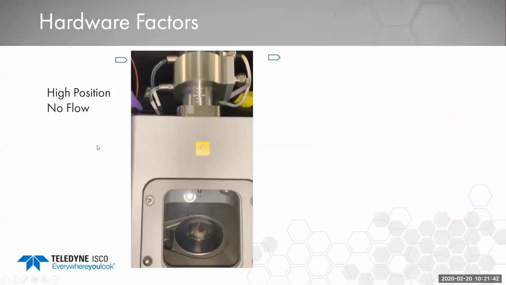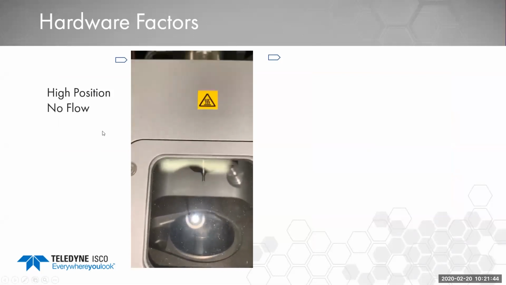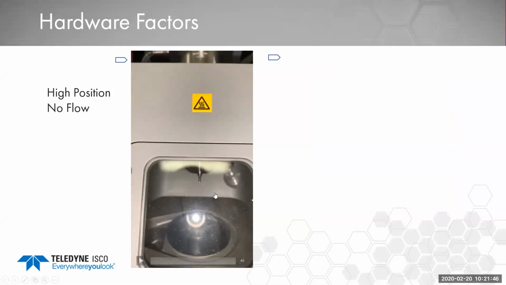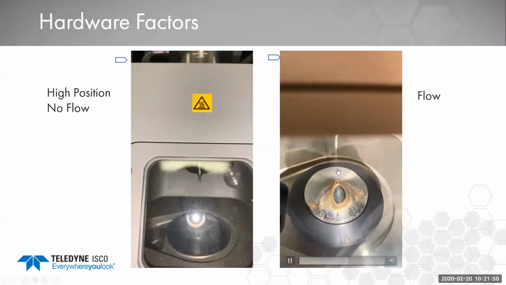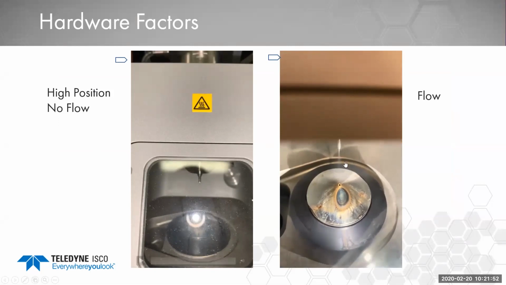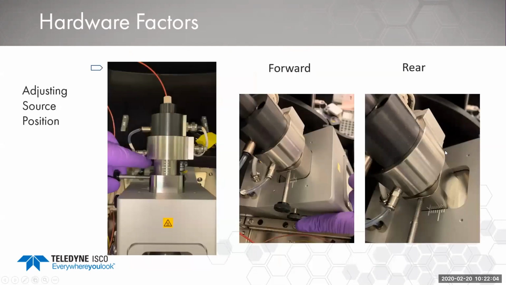So if we look at some of the positioning, you'll notice that this is in a high position, but there's no flow going right now. If I look over here, we have flow. Remember how I mentioned that I said that I didn't see a lot of pressure on the modifier pump? This would be one of the typical indications of that. You will not get a flow if you don't have pressure on the ionization, or on the modifier pump.